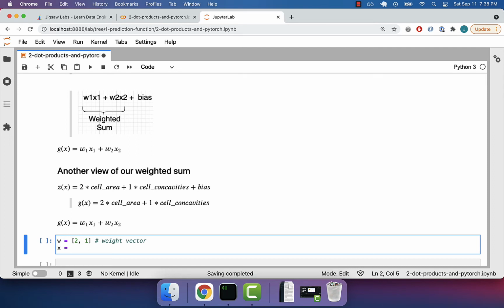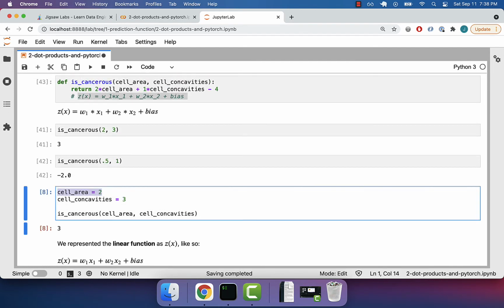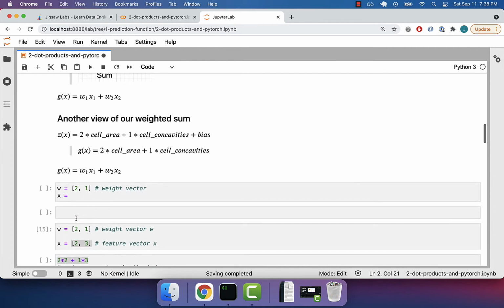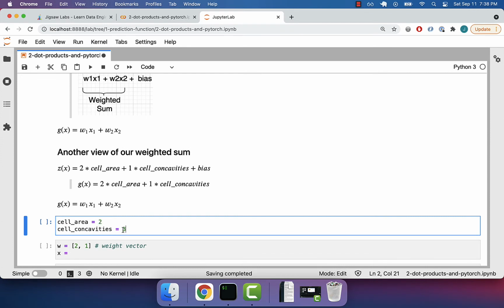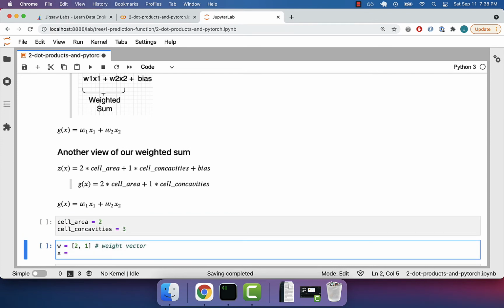Then we can do the same thing with x, the features of an observation. Previously, for our first cell, cell area is 2 and cell concavities is 3. We can put this in a list as well: 2 and 3. This is our first feature, this is our second feature of a single observation, and we'll call this our feature vector. So this is our weight vector W and our feature vector X.